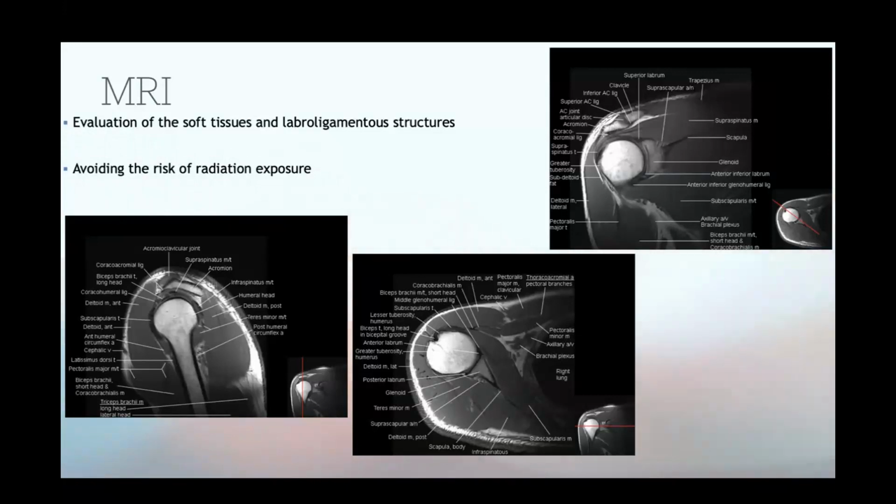In axial, it is the same again. A cross-section view is taken in a transverse position from up to down, and you can see the whole structures in that particular section. You can see the red line crossing through that particular area.